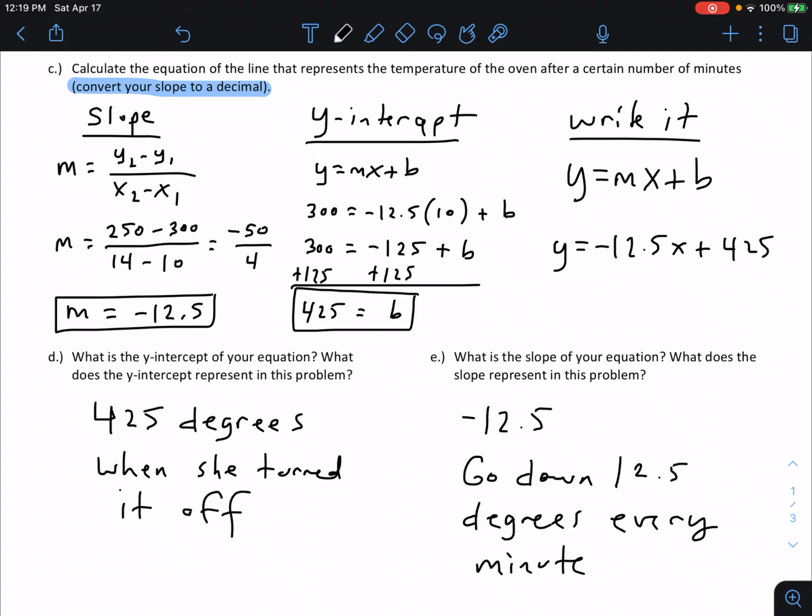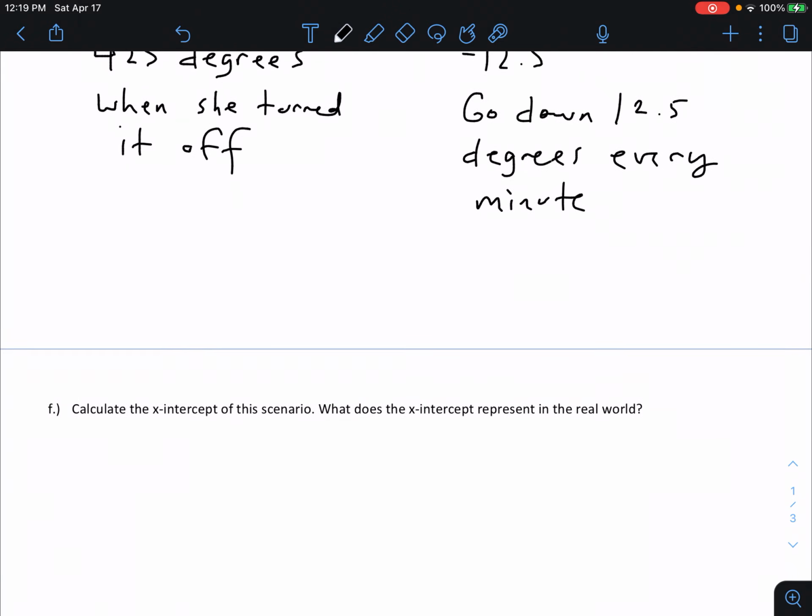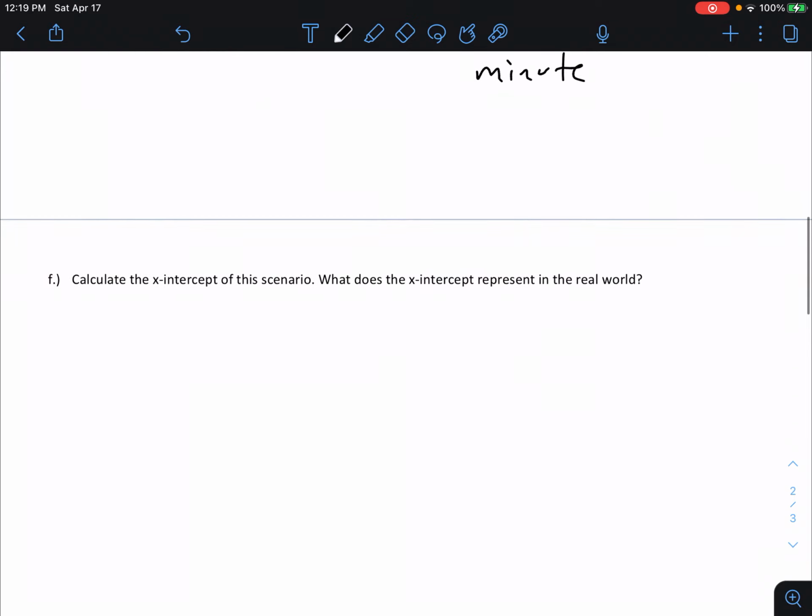Okay, so this is probably the most important part after you find your equation. You need to be able to explain what's going on. That's the whole idea of an application problem or a word problem, it's about something, and so we want to know what those numbers actually mean. All right, so it says calculate the x-intercept of this scenario. What does the x-intercept represent in the real world?